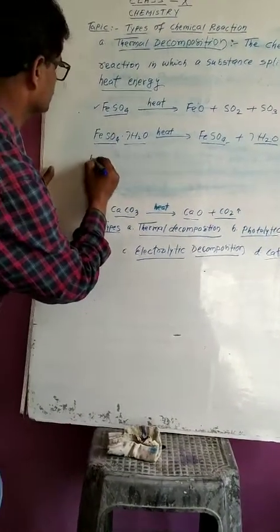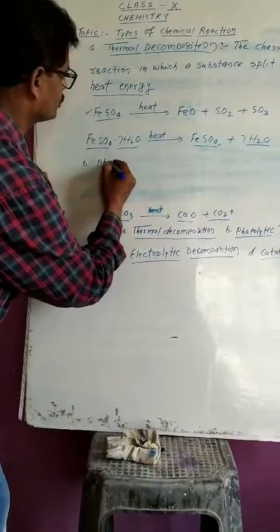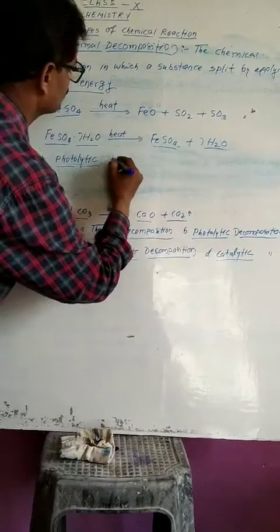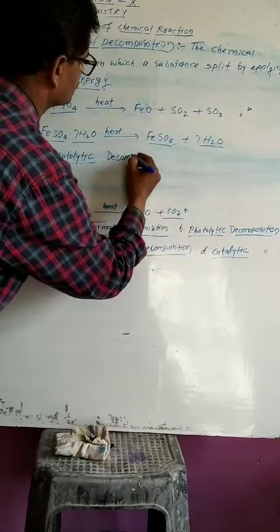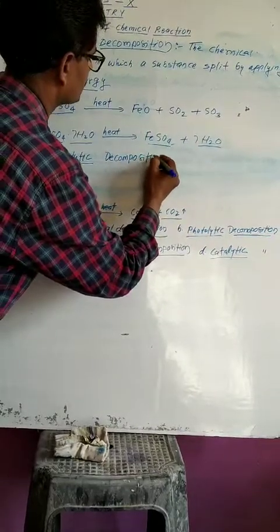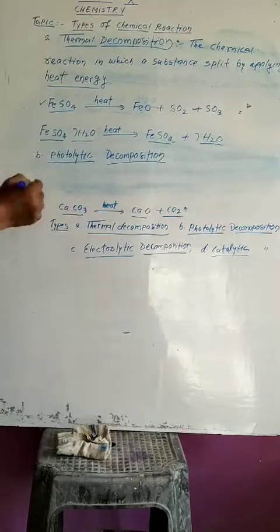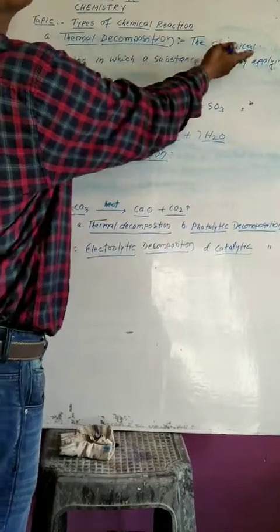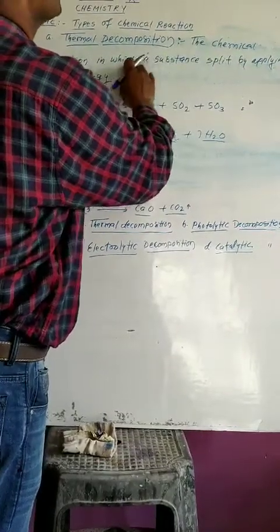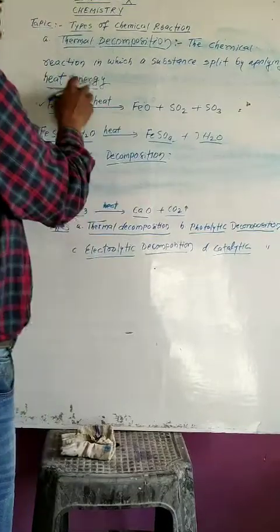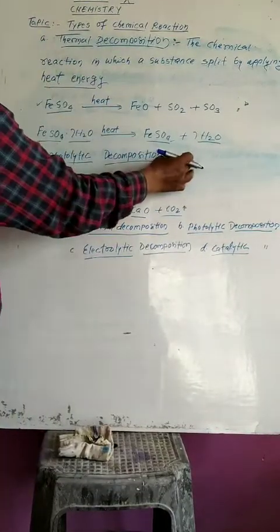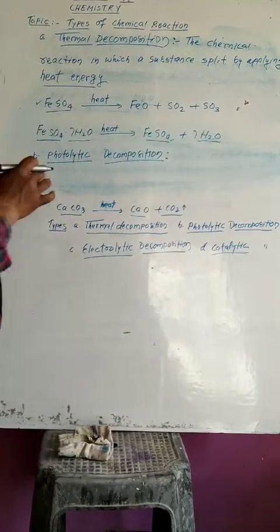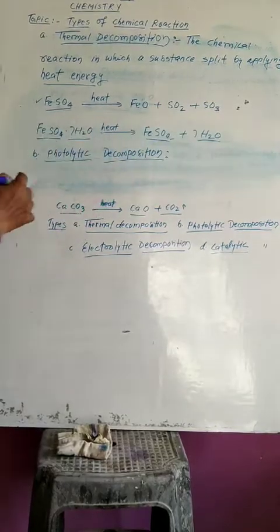Secondly, photolytic decomposition. Photolytic decomposition, the chemical reaction, may also be defined in a similar way. The chemical reaction in which a substance splits by applying light energy. Here heat energy may be replaced by the light energy, and then we may define the photolytic decomposition.